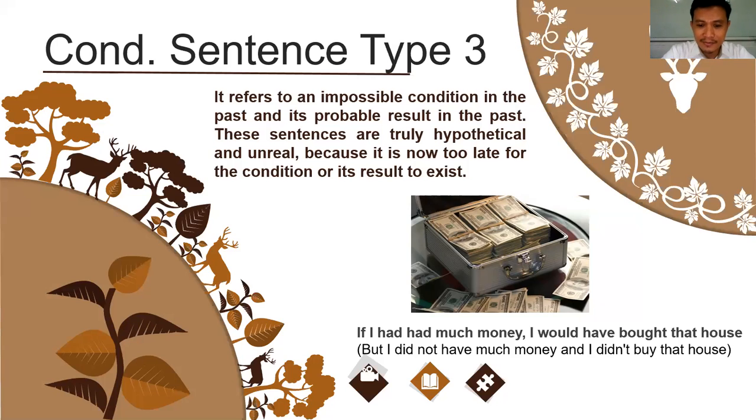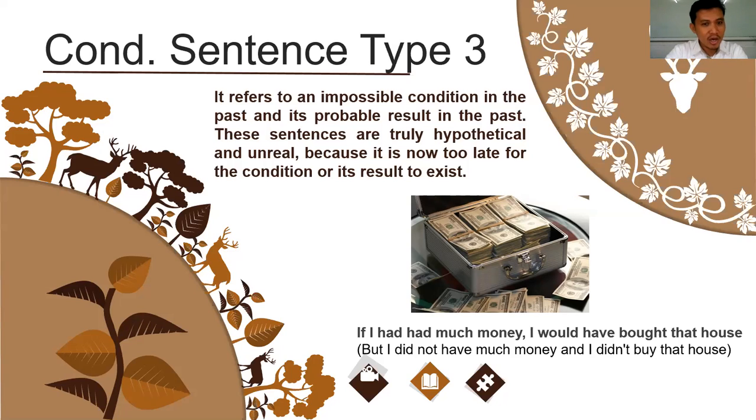For example, if I had had much money, I would have bought that house. We are not talking about the situation right now, but about something in the past. For example, you wanted to buy a house, but you had a problem: you didn't have enough money, because it cost a lot. But maybe today you have a lot of money. You are rich now. Do you think you can buy that house, if you have much money now?